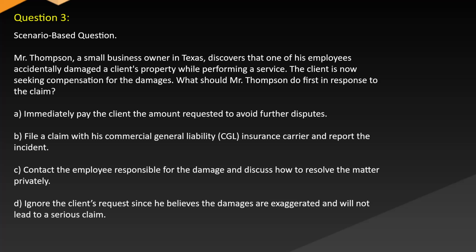Question 3, scenario-based question. Mr. Thompson, a small business owner in Texas, discovers that one of his employees accidentally damaged a client's property while performing a service. The client is now seeking compensation for the damages. What should Mr. Thompson do first in response to the claim? A. Immediately pay the client the amount requested to avoid further disputes. B. File a claim with his commercial general liability (CGL) insurance carrier and report the incident. C. Contact the employee responsible for the damage and discuss how to resolve the matter privately. D. Ignore the client's request since he believes the damages are exaggerated and will not lead to a serious claim.